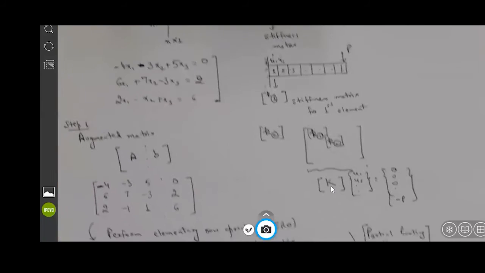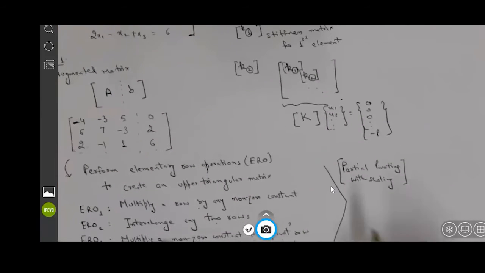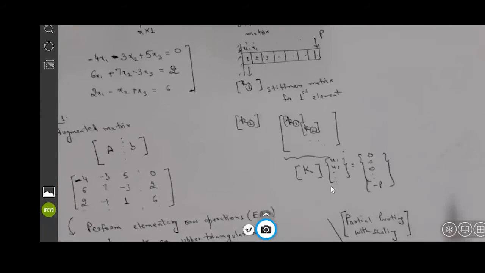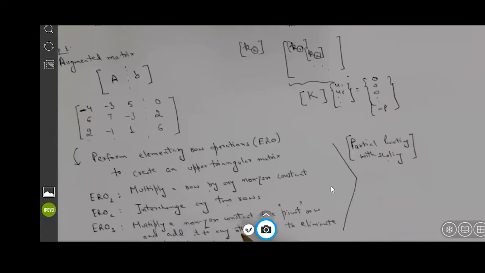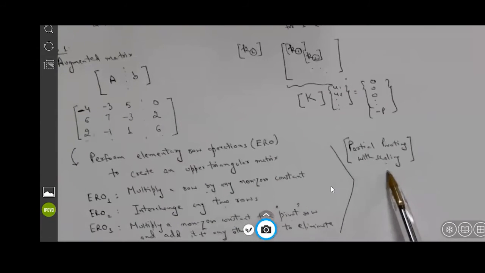Okay. The reason I was asking is so that I can explain why we are doing partial pivoting with scaling and how it is different from the steps explained in chapter number 8, the basic Gaussian elimination technique. Professor, is partial pivoting with scaling another method? Yeah, it's another method, but it uses the same EROs, elementary row operations. So let me explain what it does.